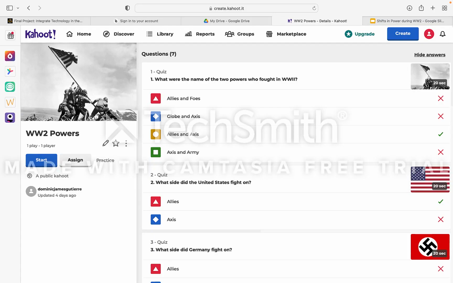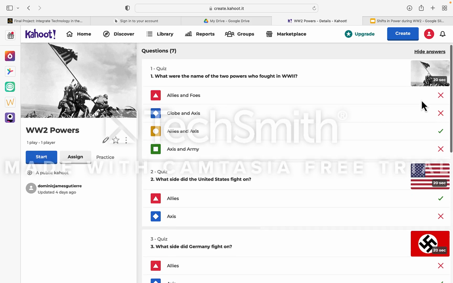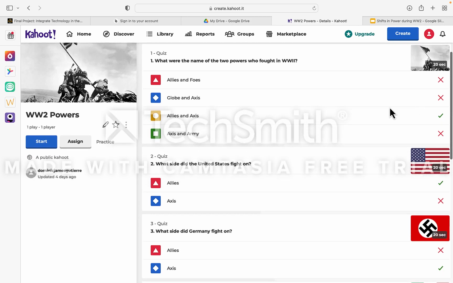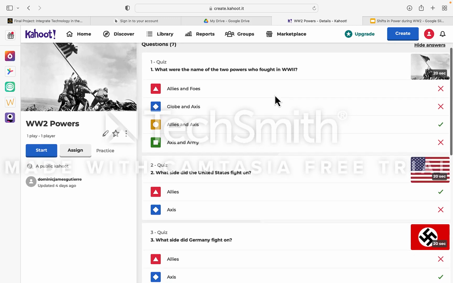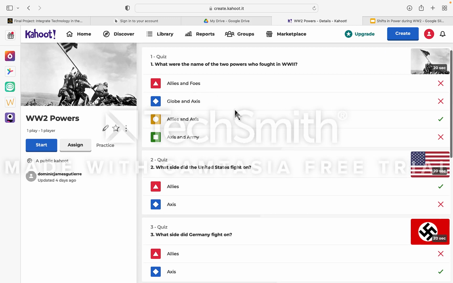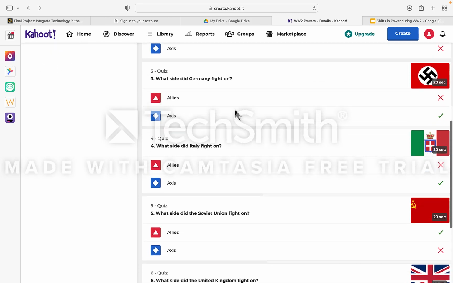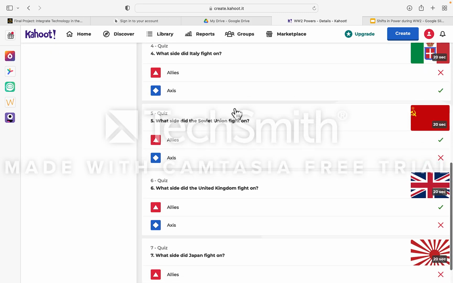So the lesson will begin with students coming into class where their anticipatory set will be a Kahoot that they will join, and this will be a basic refresher of a lesson they learned yesterday, going over who fought in World War II, the powers, and which side each of these countries fought on, because this will be something that will be built upon later in the lesson.